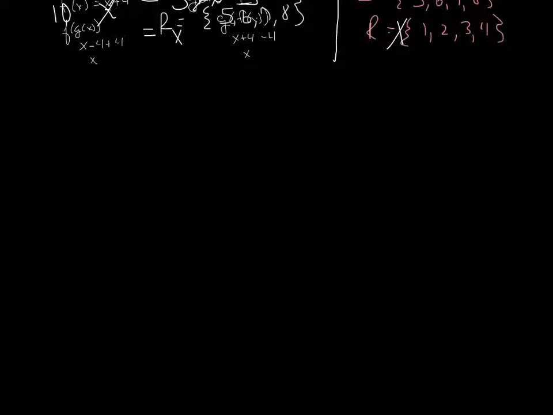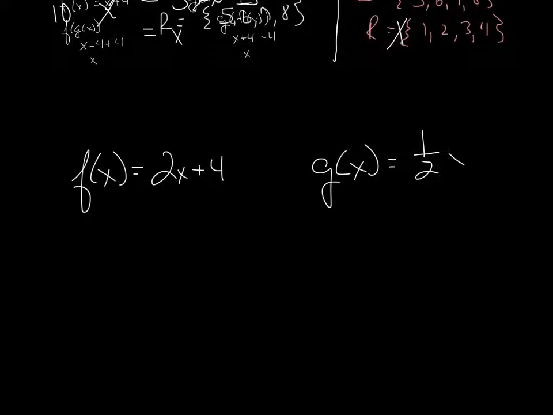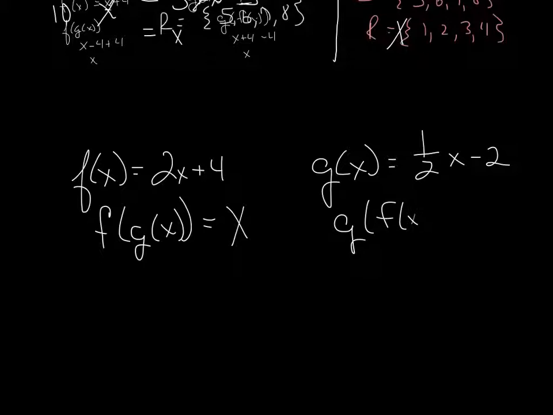Okay, I want you to verify whether these two functions are inverse functions. f of x equals 2x plus 4, and g of x equals 1/2 x minus 2. Again, these aren't quite as obvious as x plus 4 and x minus 4, so check to see if these are inverse functions. Both inverse functions, because when we get f of g of x, you got x, and when you did g of f of x, you got x. So they are inverse functions.